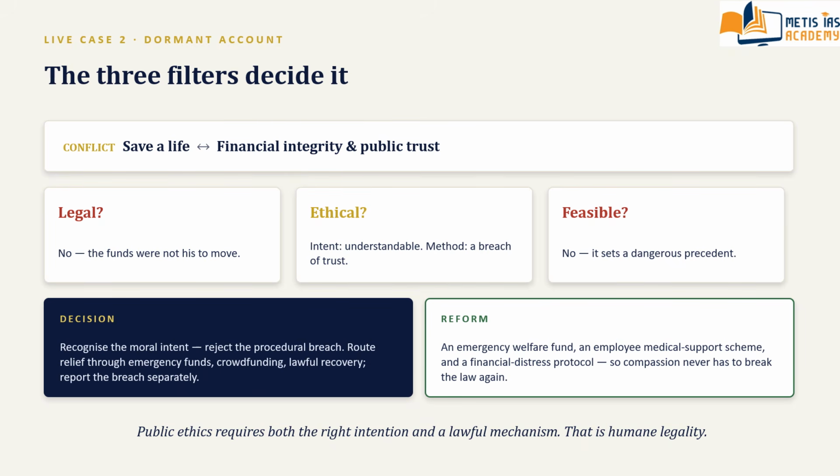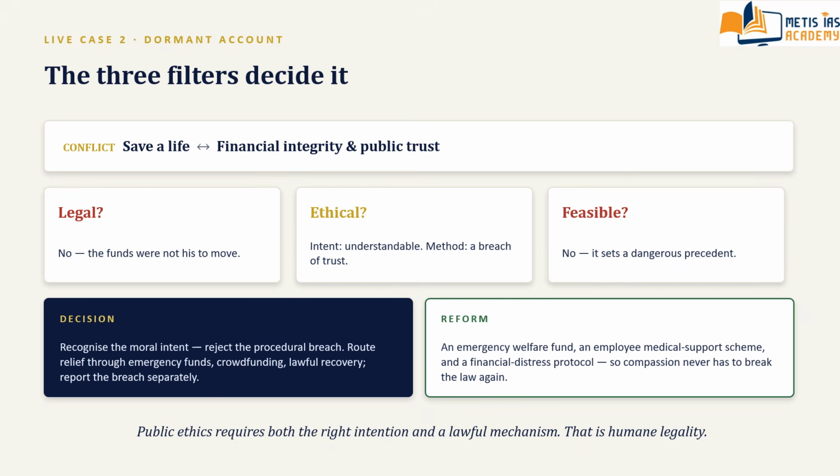So who are the stakeholders here? Patient, employee, bank, dormant account owner, and public trust. These are the stakeholders. Then what is the conflict here? Save life versus financial integrity. What should be the options?